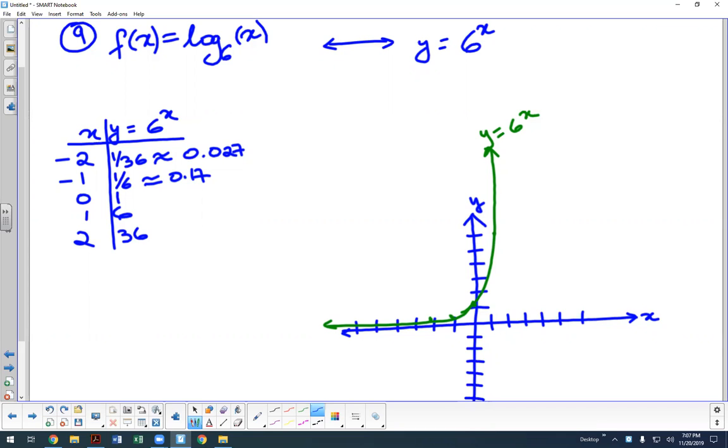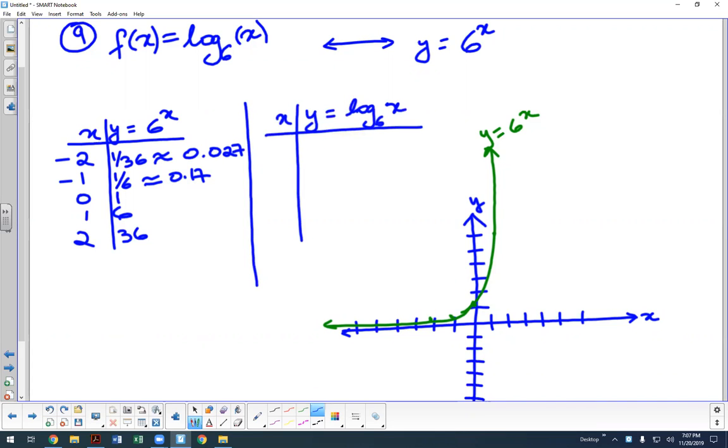Isn't it just that the x value and the y value switch places? Yeah, because remember how our domain and range switch places? So the x will now become y and the y will become x. It's the x and y values that are switching places. So this table for our logarithm will become 1/36, -2, 1/6, -1, 1, 0, 6, 1, and 36, 2.